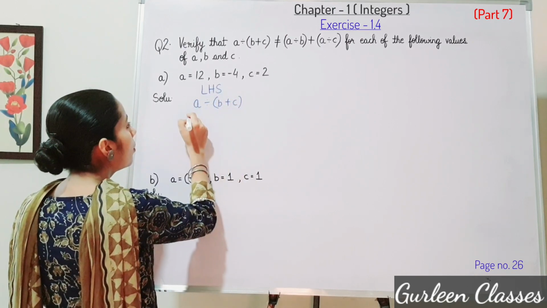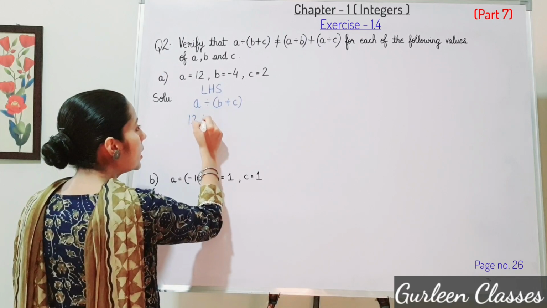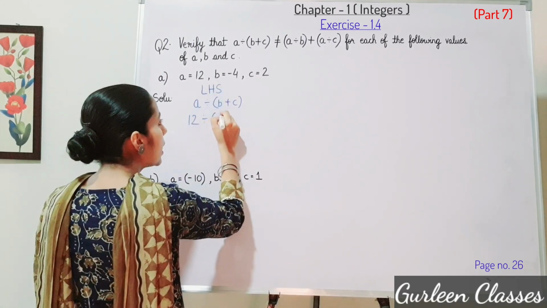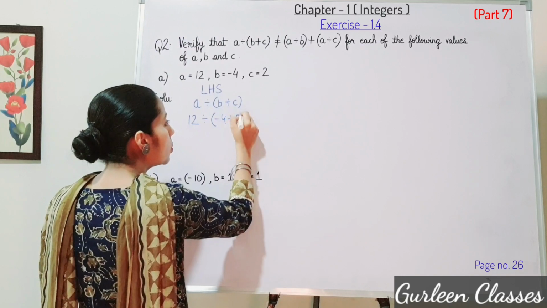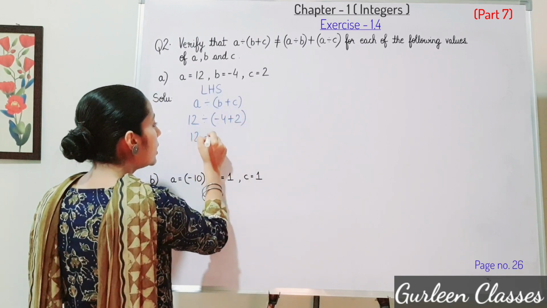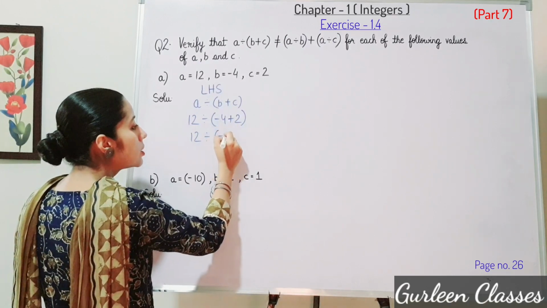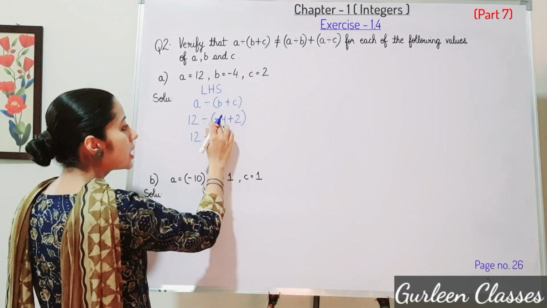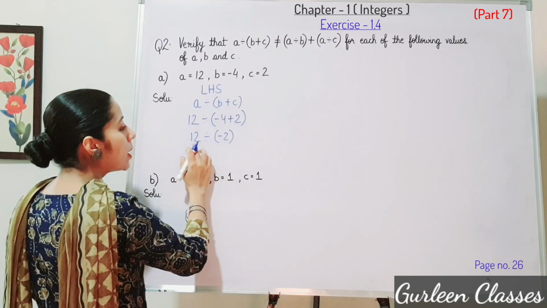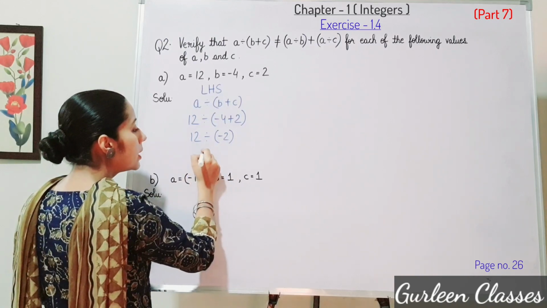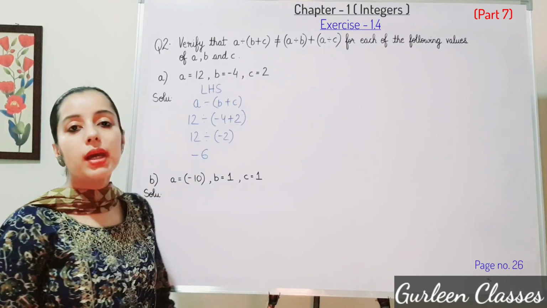So the value of A is 12 divided by the value of B is minus 4 plus 2. So 12 divided by minus 4 plus 2, it will be minus 2. As the greater number has minus sign, it will be minus 2. So 12 divided by minus 2, it will be minus 6. So LHS is coming minus 6.